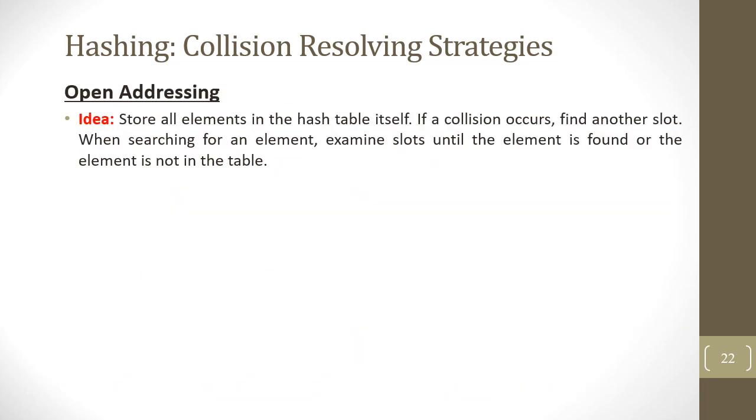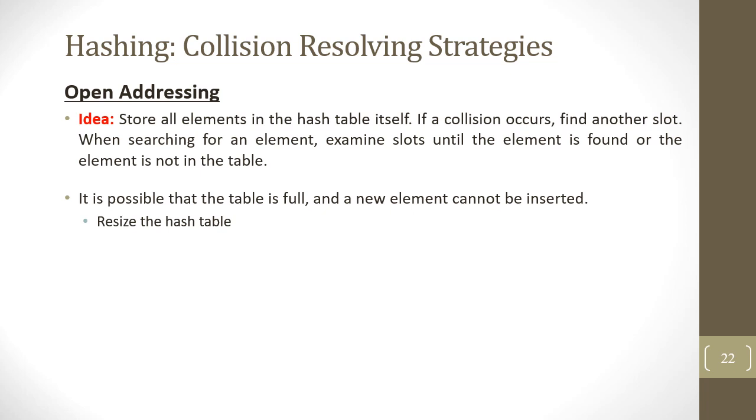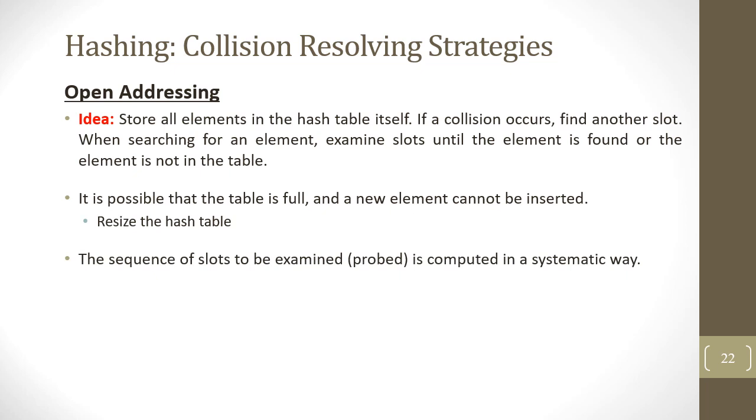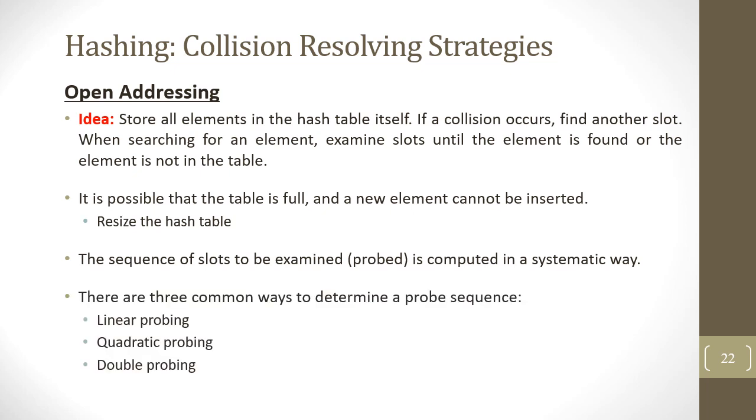When using open addressing, the idea is to store all the elements in the hash table itself. If a collision occurs, we find another slot. When searching for an element, we examine slots until the element is found or the element is not in the table. It is possible that the table is full and a new element cannot be inserted. In that case, we resize the hash table and rehash the values. The sequence of slots to be examined or probed is computed in a systematic way. There are three common ways to determine a probe sequence: linear probing, quadratic probing, and double hashing.